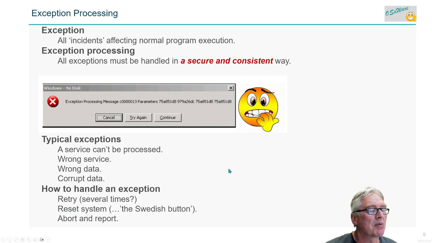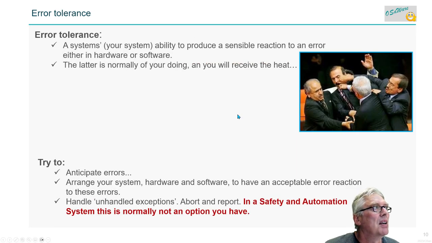And then there's this abort and report. I can't do it. Report it. You can do this on a control system, and the operator has to do some manual intervention, or something. And then there's tolerance to error. It's a system built to produce a sensible reaction to an error, either in hardware or in software. The hardware is probably something you bought, so that's not your problem, but your software working on the hardware, you have to be tolerant to hardware errors. Try to anticipate errors and build this into your software.